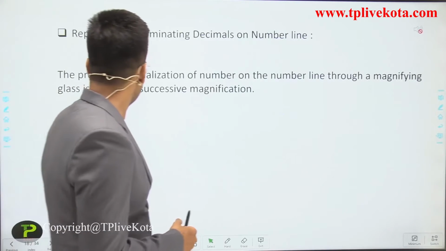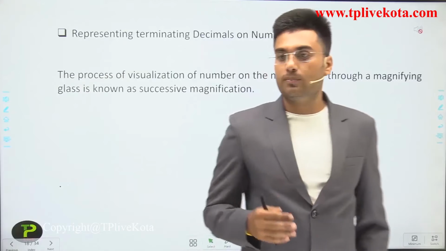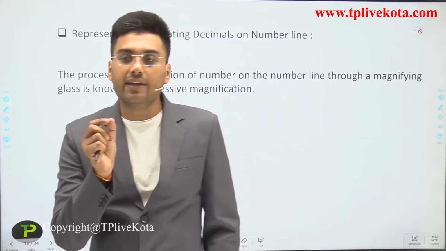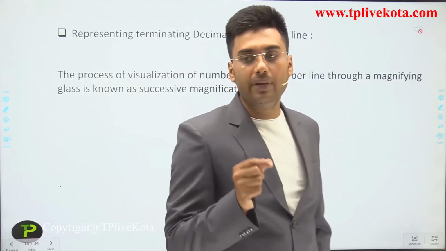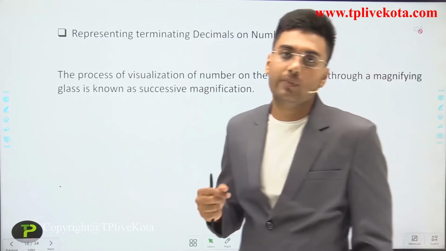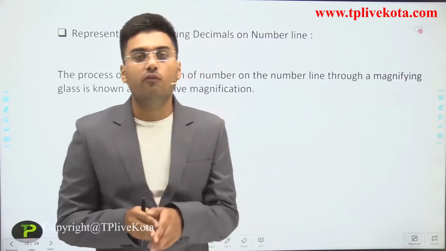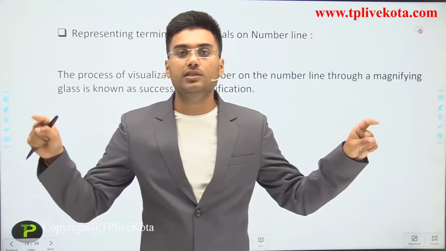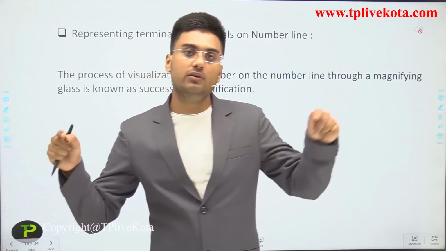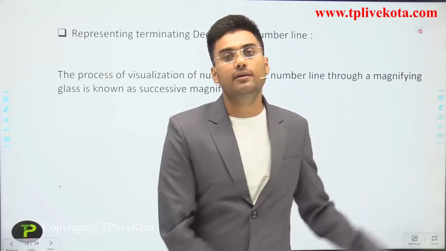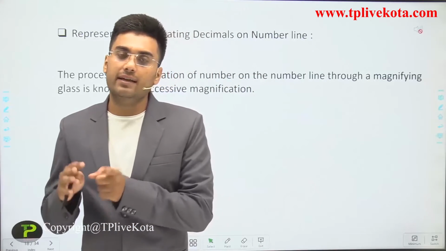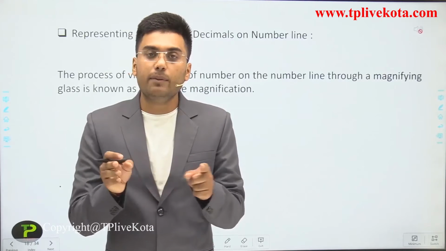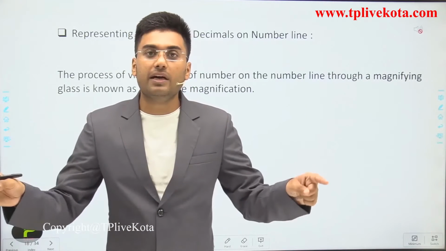So the process of visualizing the number on the number line through a magnifying glass is known as successive magnification. In this method, first of all we divide the number line 0, 1, 2, 3 and minus 1, 2, 3 if you go to the left side, and if you go to the right side then the positive numbers. Then we divide every part in 10 parts also.